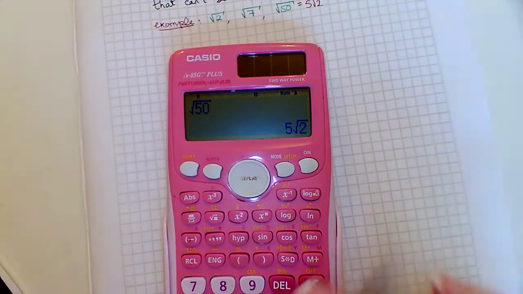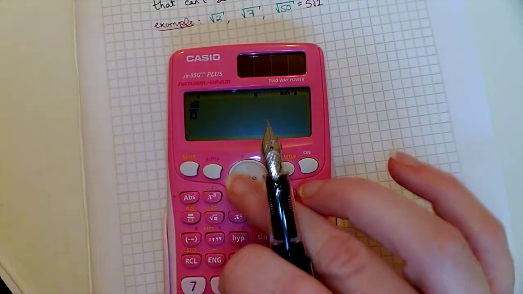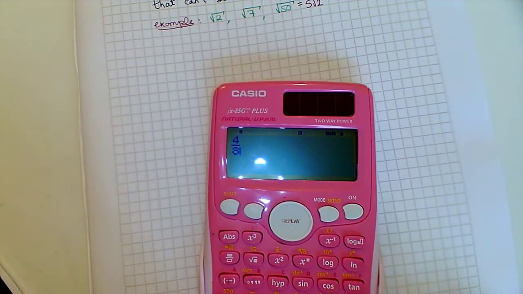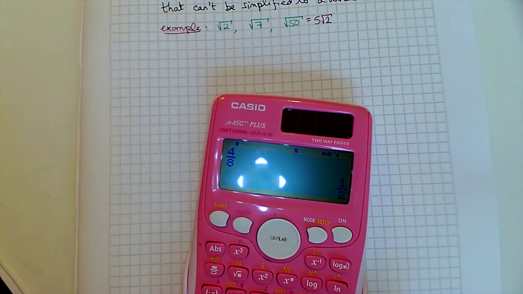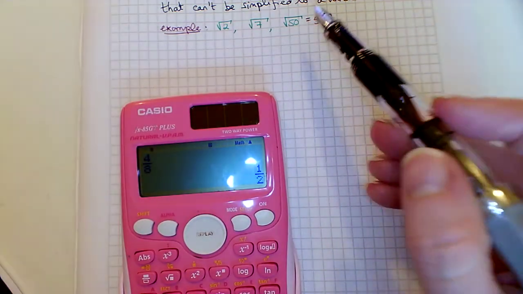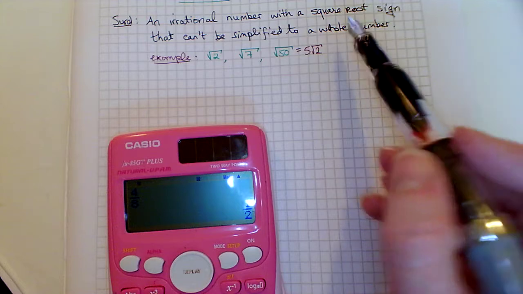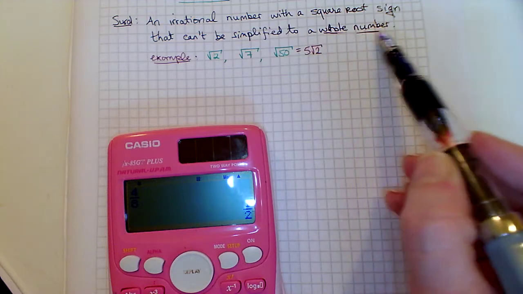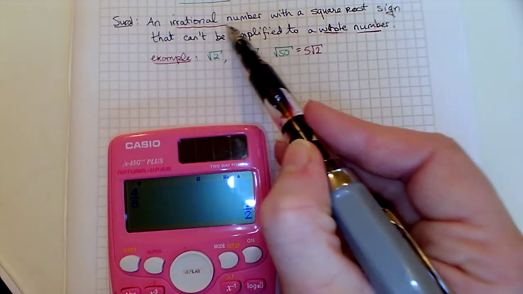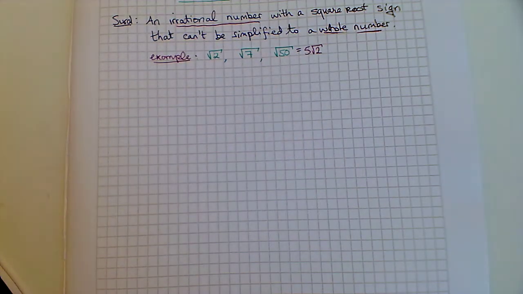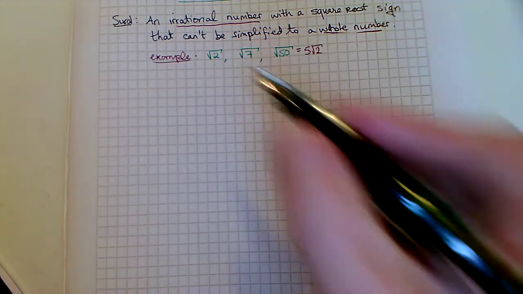And just the same way as we wouldn't write 4 over 8 and leave our answer like that, we'd always simplify that to a half, so the same thing with our surds. If they can simplify, we will simplify them. Now I said it can't be simplified to a whole number. So the important thing about surds is that they're irrational numbers.